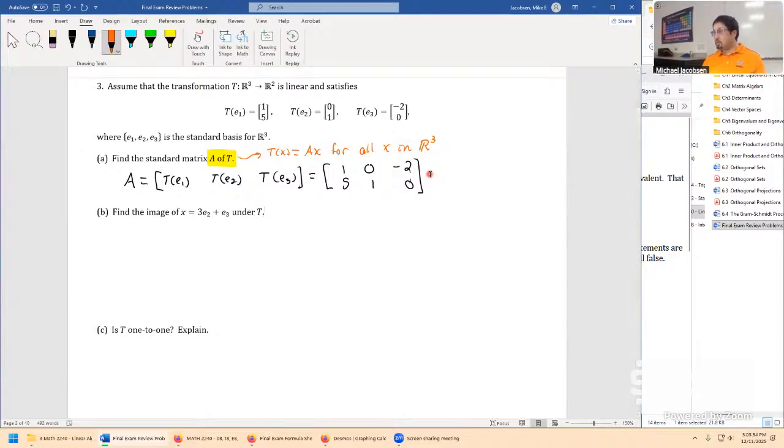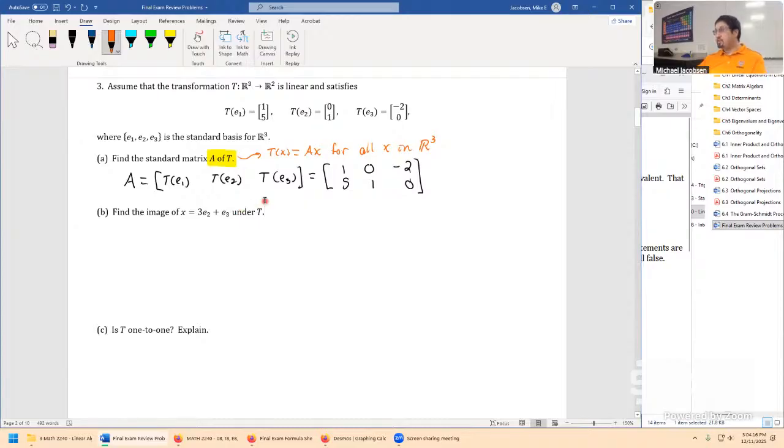Okay, so that gives you options now in part B. If you have the standard matrix A of the transformation T, you can just calculate what x is. It's a linear combination of basis vectors, 3e2 plus e3. So once you have the vector x, multiply it against this matrix, and you're finding the image under T.